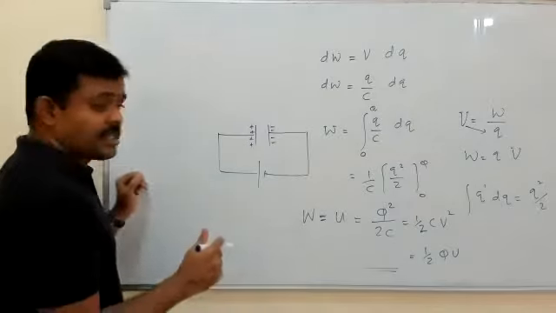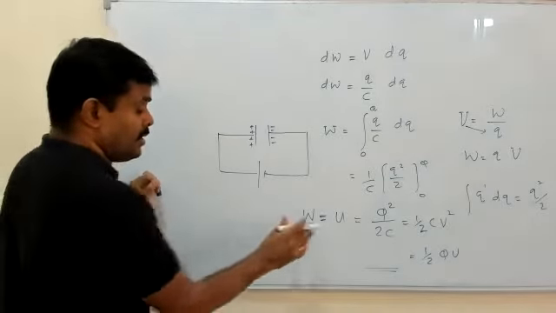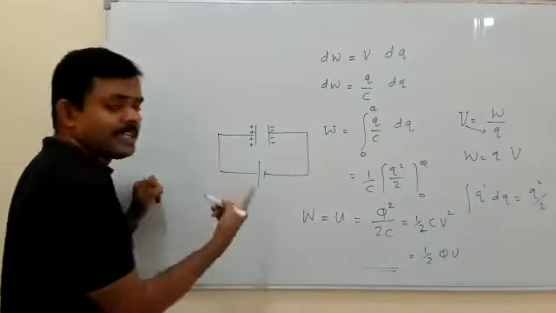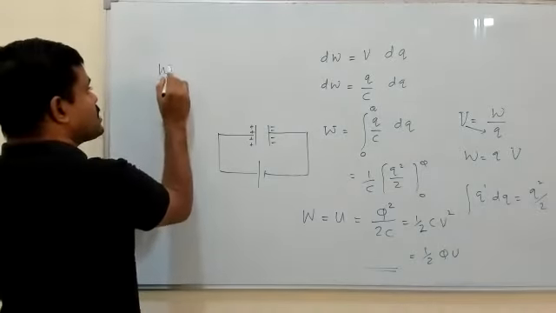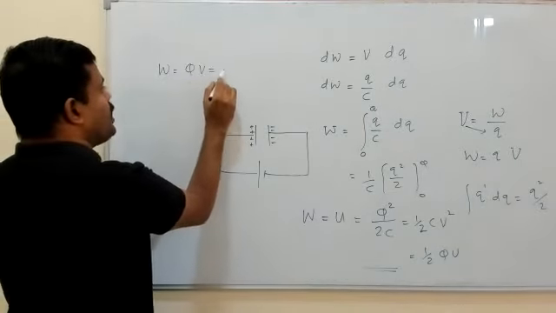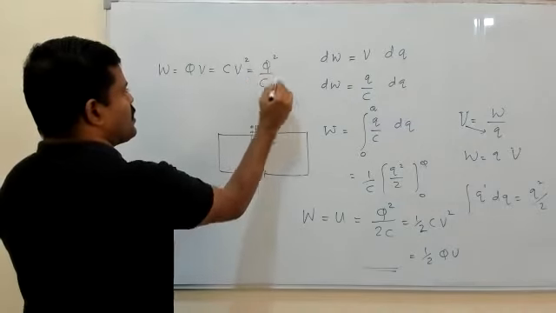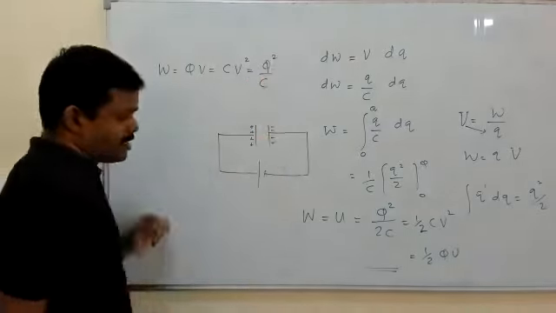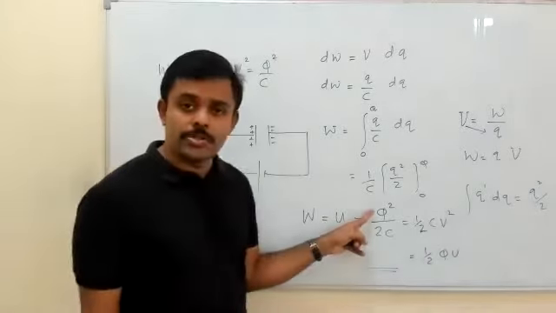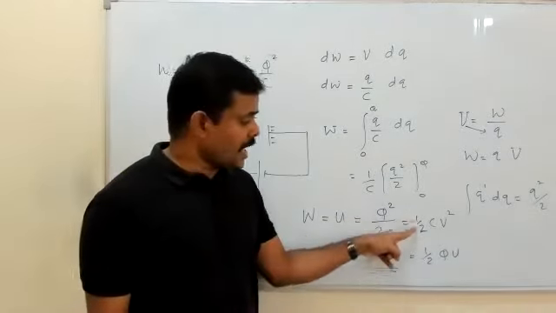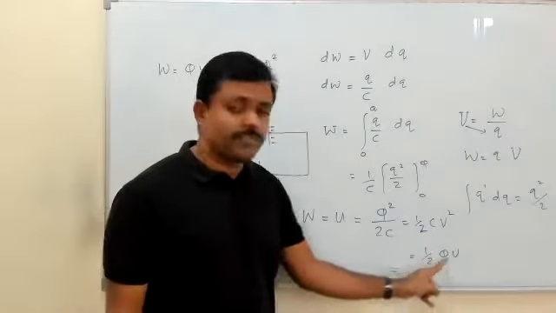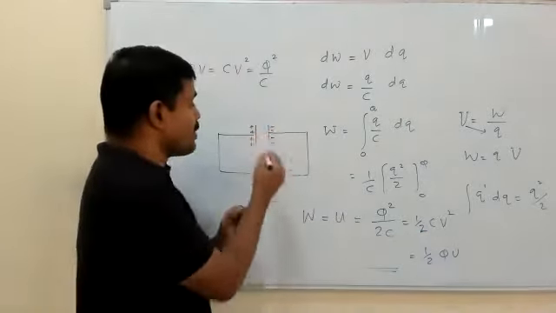And there can be one question: what is the total energy supplied by the battery? Total energy supplied by the battery will be QV or CV square or Q square by C. Look at that. This is Q square by 2C, this is half CV square, this is half QV. This is the energy stored in the capacitor, no?